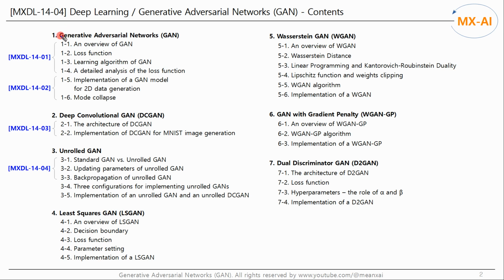In the previous videos, we looked at 2 standard GAN models and used them to generate two-dimensional data and MNIST images with some success. We also observed the mode collapse phenomenon that occurs in standard GANs. Various GAN variants have been developed to improve the instability of standard GANs, such as mode collapse. In this video, we will look at one of them, the Unrolled GAN.